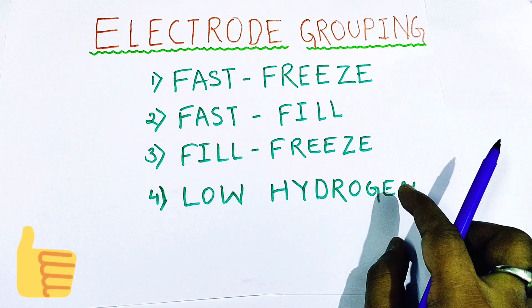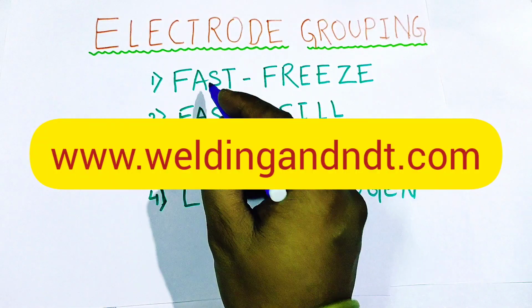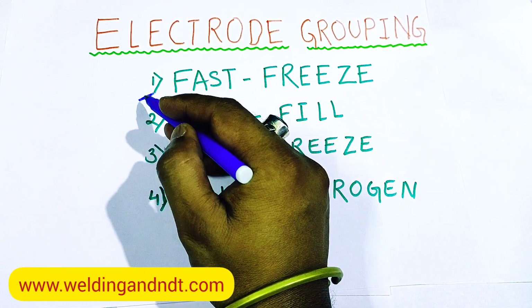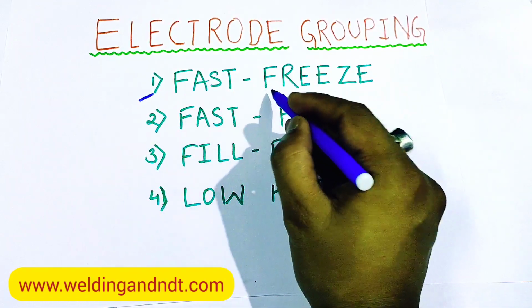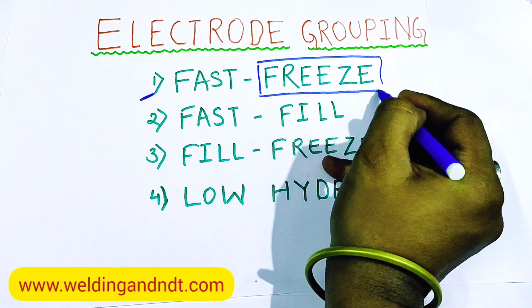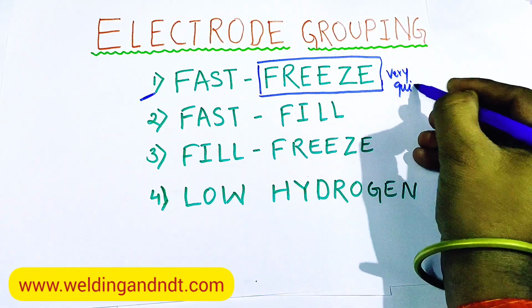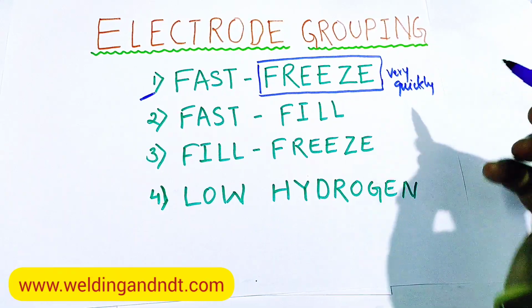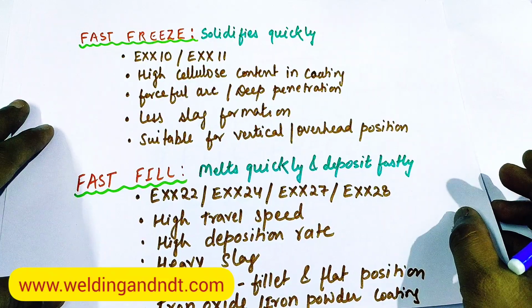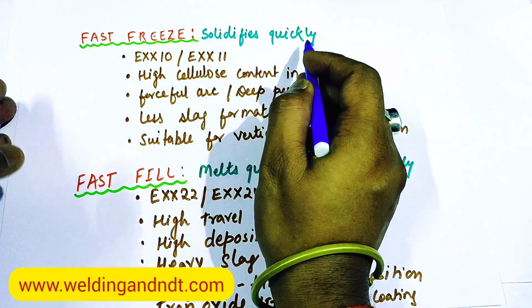So I'll explain what these electrodes are, or the characteristics of these electrodes. I'll start with fast freeze electrodes. Friends, fast freeze electrodes, as the name suggests, here freeze is there. It solidifies very quickly. So here I have the characteristics, I have written the characteristics also. Fast freeze electrodes solidify very quickly.